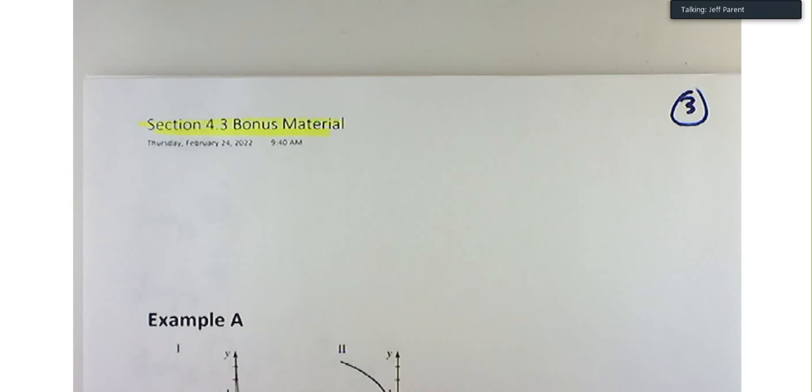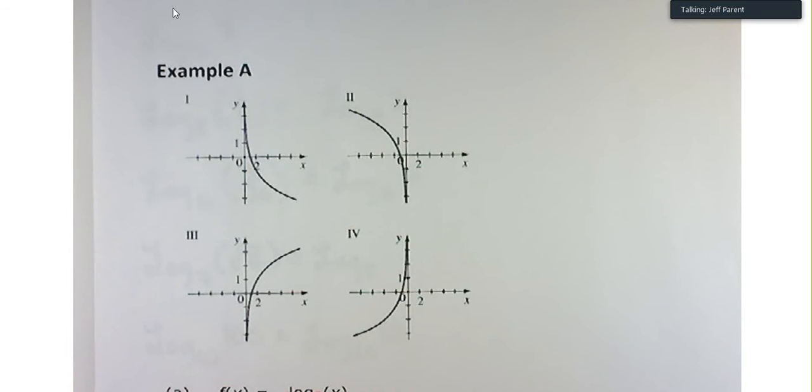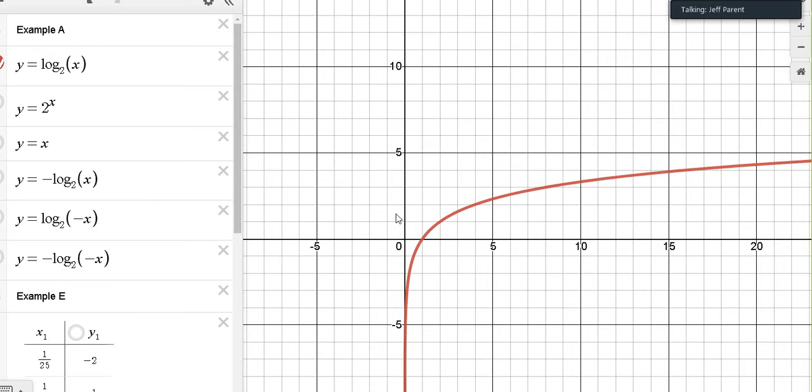So section 4.3 talked about the log function. And the log function gets introduced as the inverse of the exponential function. So let's look at some graphs of the log function. We'll start with the log base 2 of x.